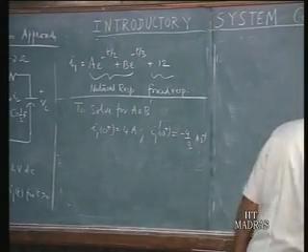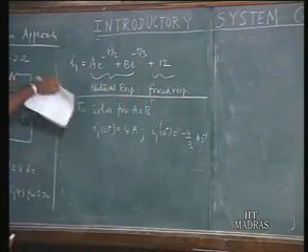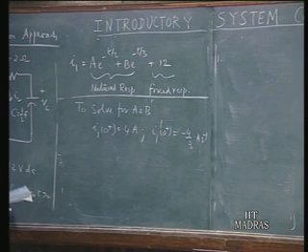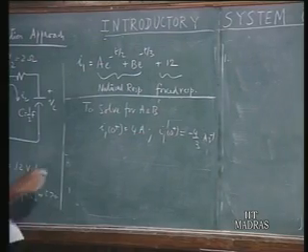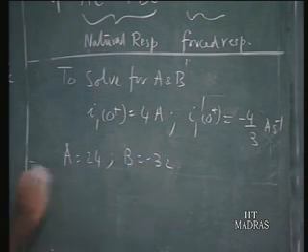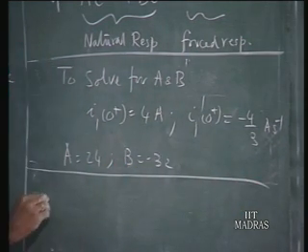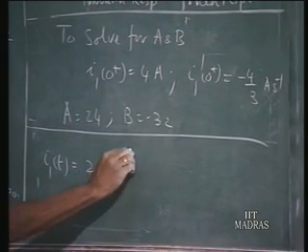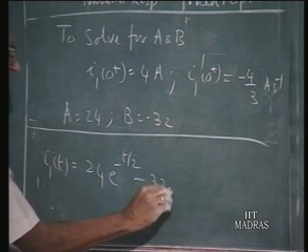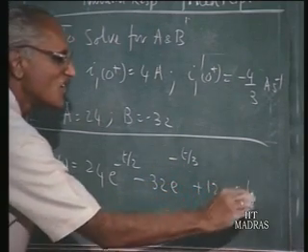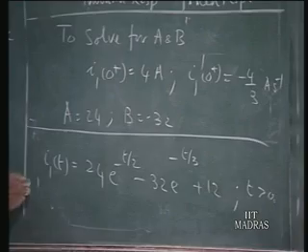You substitute these values in this expression straight away, take the derivative of this, put t equals 0 plus, and substitute this value. You solve for A and B, and you will get a solution A equals 24, B equals minus 32, and finally you get the solution as I1 of t equals 24 e to the power of minus t upon 2 minus 32 e to the power of minus t upon 3 plus 12, and this is a solution valid for t greater than 0. That is the final solution.